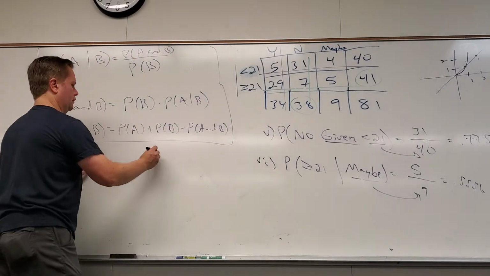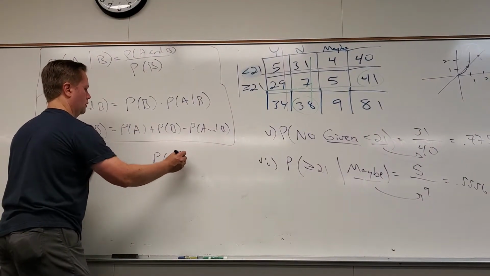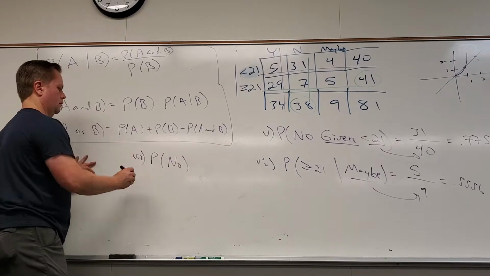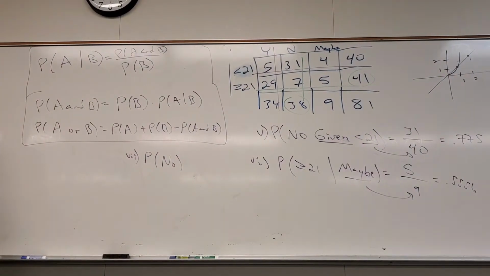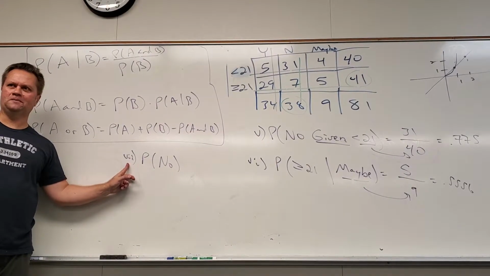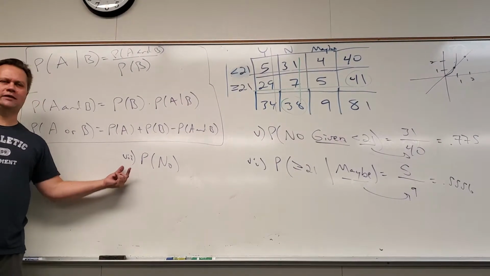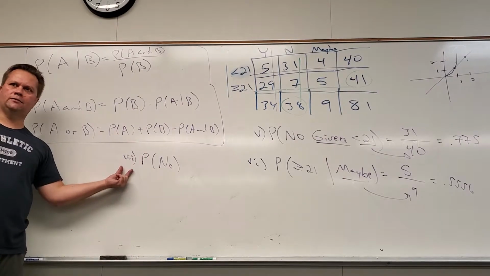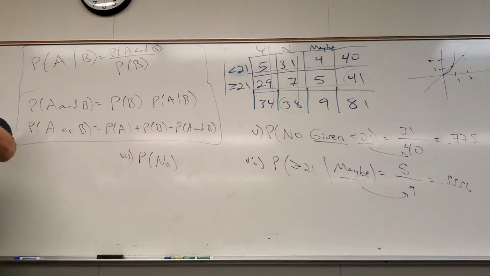What's the probability somebody said no? I always get at least one person. Is everybody cool with my little Roman numerals? You guys all right? VII. I always get somebody like, is that part of the problem? No, that's the seventh little example.